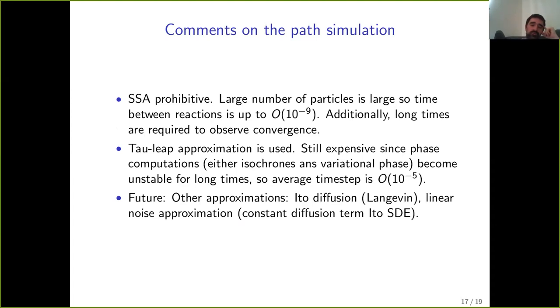In the future, or actually, I already tried to use other approximations instead of the tau leap approximation. The tau leap, which I just briefly mentioned, is another approximation to the exact process. It's basically approximating a Poisson process by Poisson random variables. But there are other approximations. I mentioned the Ito diffusion or linear noise approximation. These other approximations can substantially reduce the computational time.